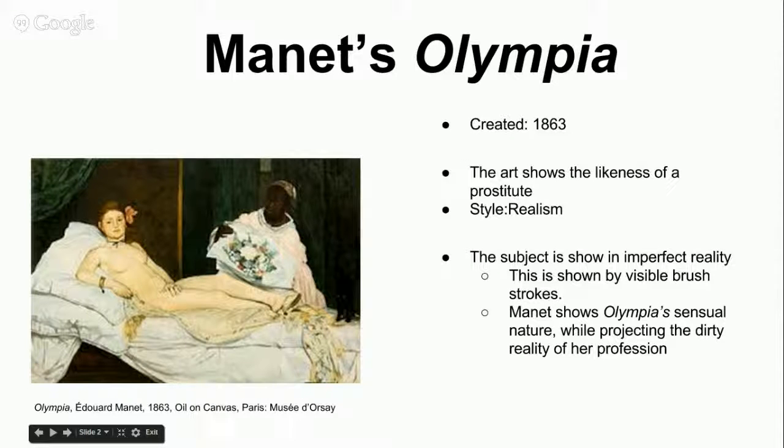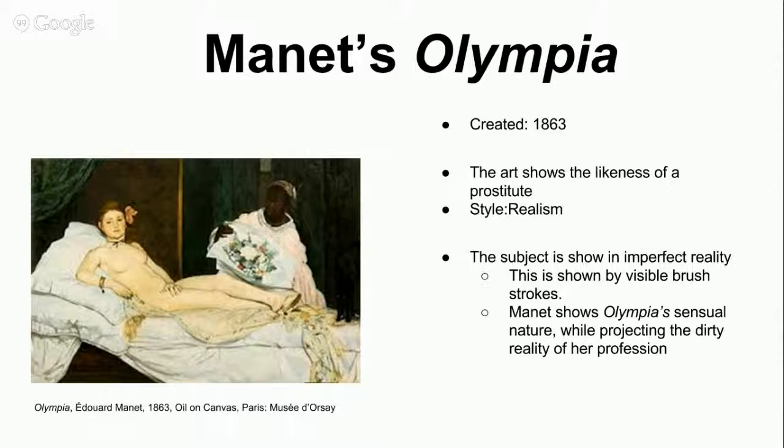One of his pieces of art is Olympia. Olympia is the name, and it was created in 1863. The art shows a likeness of a prostitute, and I'm going to just stop right there and talk about that. The reason why in this piece that we can tell that it's a prostitute, first of all, in France at that time, Olympia was a common name for a prostitute. It shows that she has a servant behind her holding the flowers, presumably from one of her clients. She also has a bracelet on, and the orchid in her hair symbolizes the work that she does.